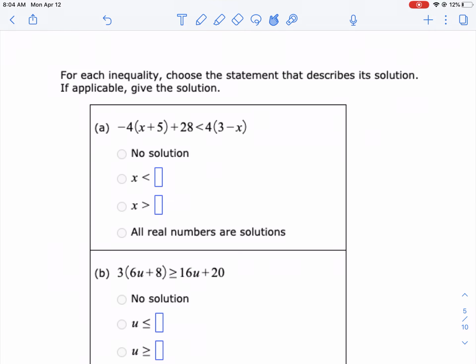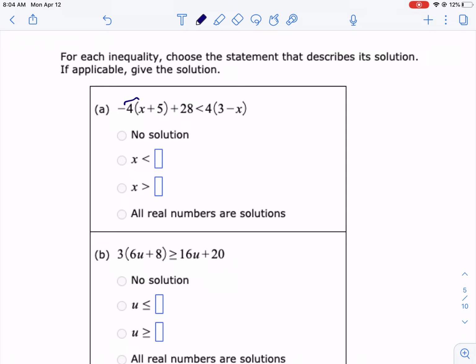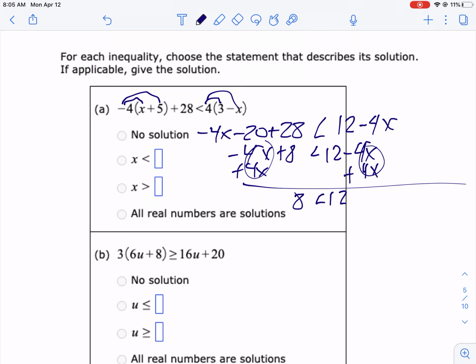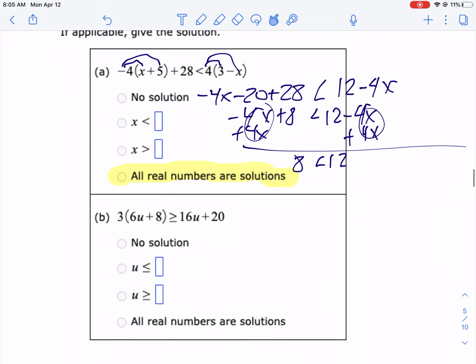Okay, let's take a look at these two problems here. Let's start here by distributing, just like we did with the equations. So we get negative 4x minus 20 plus 28. Well, that's negative 4x plus 8. Let's distribute on the right-hand side, so it's less than 12 minus 4x. Nothing to simplify there. Well, if we add 4x to both sides, notice the x cancels. So we get 8 is less than 12. Is 8 less than 12? Sure it is. Since 8 is less than 12, there's no variable. It's all real numbers. No matter what we do, it's going to be a solution.